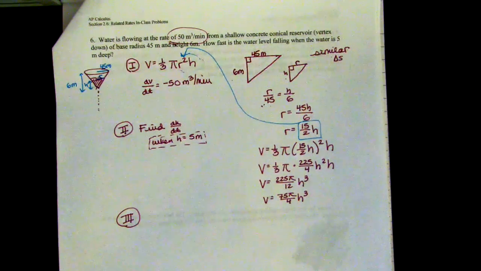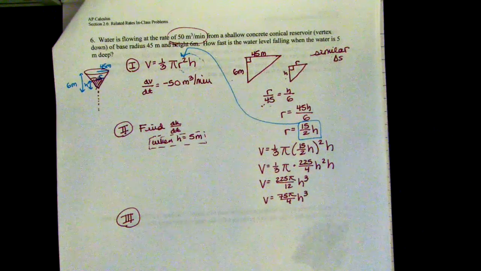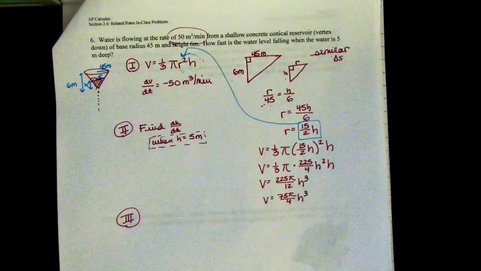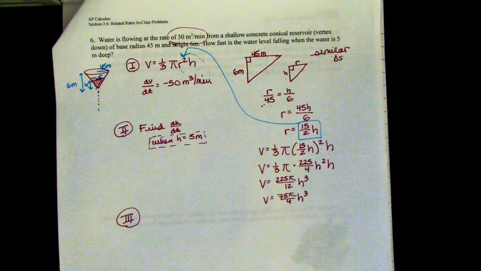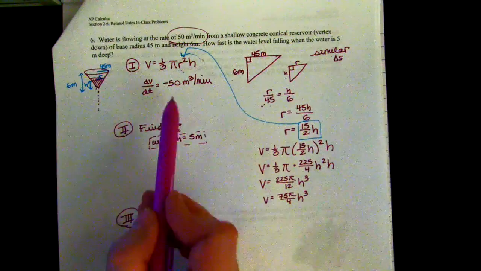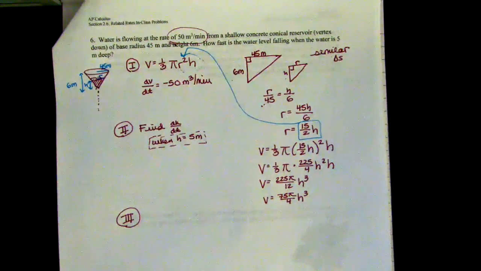I don't think there's anything new in the rest of this problem. So how about you take a few moments, see if you can finish this off. Do your part 3 where you get your formula for dV dt and then plug in negative 50. And then go do your part 4 when you plug in your specific height.